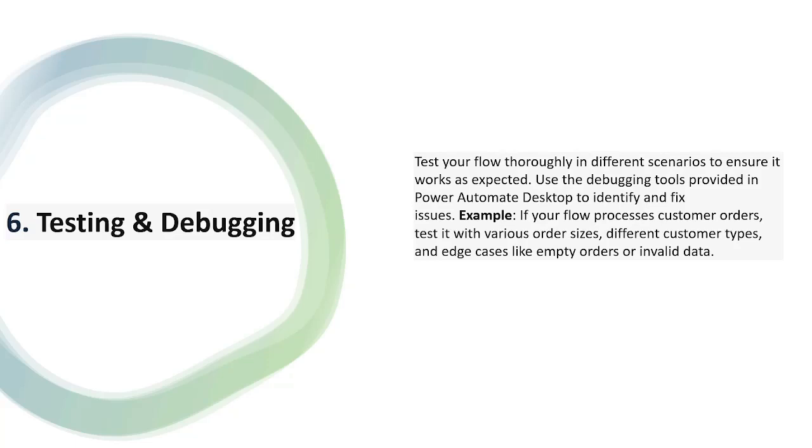The sixth best practice is testing and debugging. Test your flow thoroughly in different scenarios to ensure it works as expected. Use the debugging tools provided in the Power Automate Desktop to identify and fix the issues. For example, if your flow processes customer orders, test it with various order sizes, different customer types, and edge cases like empty orders or invalid data.